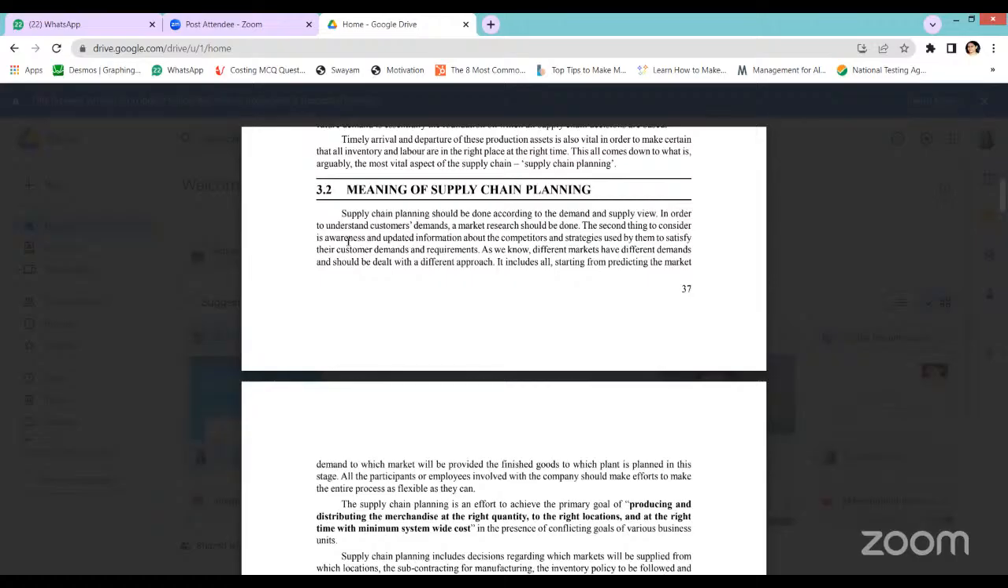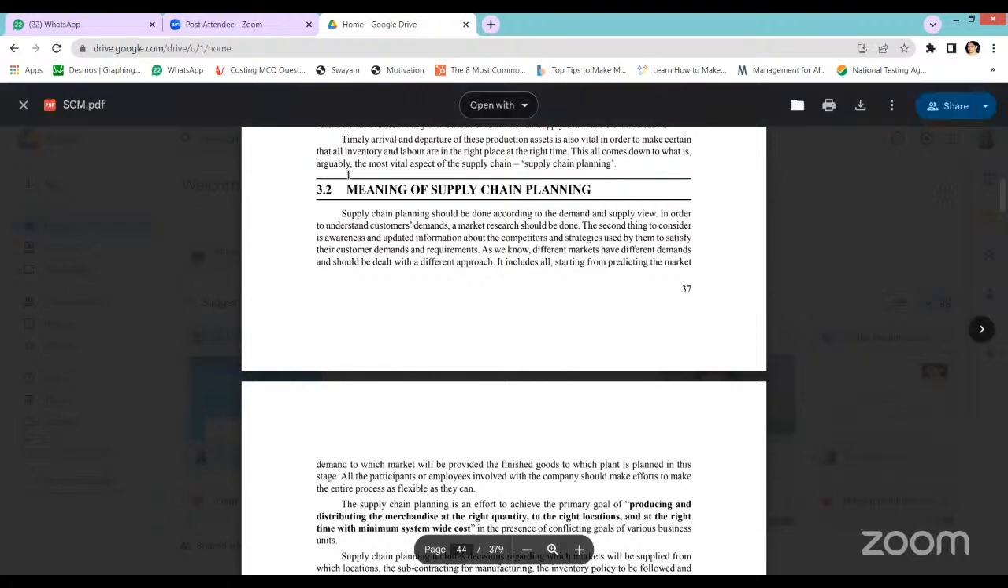The second thing is to consider the awareness and update information about the competitors' strategies. It's not only procuring; you need to update your information about your customer, your competitor, and the strategies they use to satisfy customer needs. If you know how your competitor is playing and what your customer demand is, together you can plan your approach. Different markets, different demands, and different approaches are required.